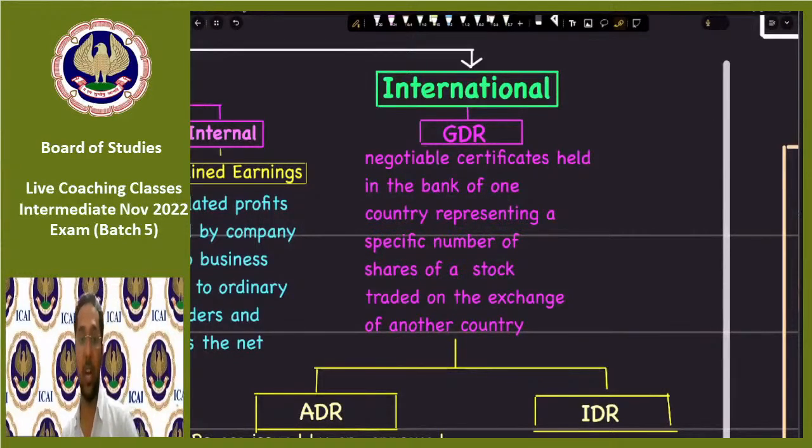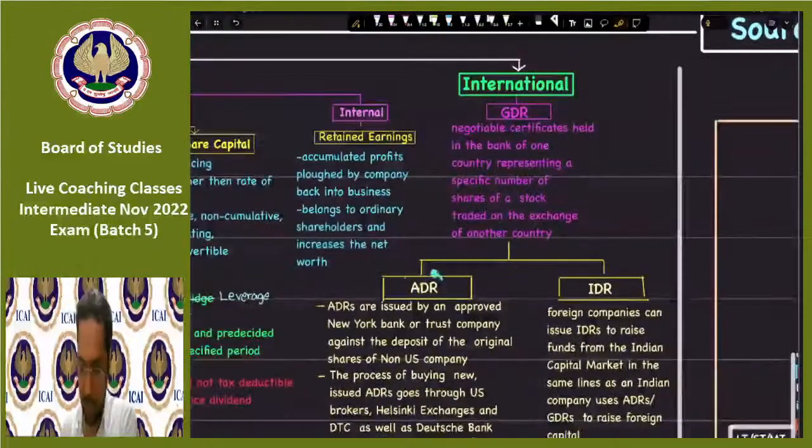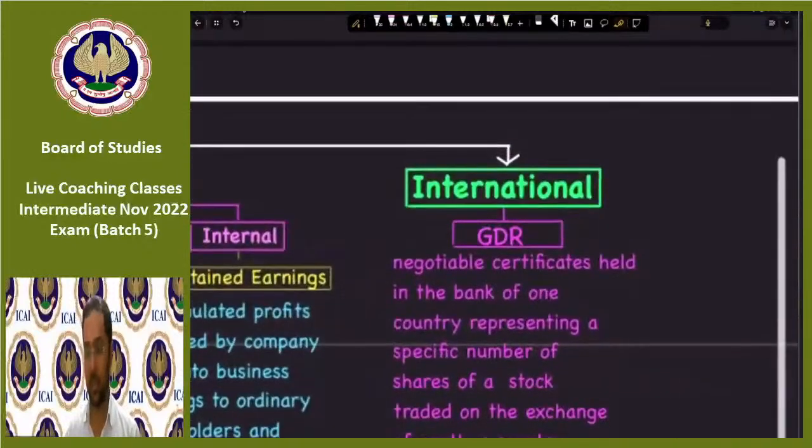Now, what does this GDR mean? Global Depository Receipt. Global Depository Receipts are basically American Depository Receipts, and we also see IDR. But let's first understand what this GDR is.